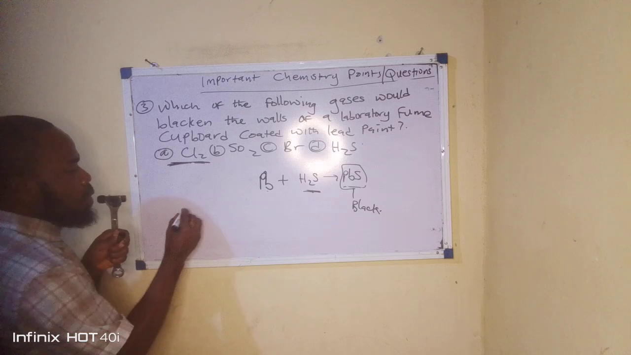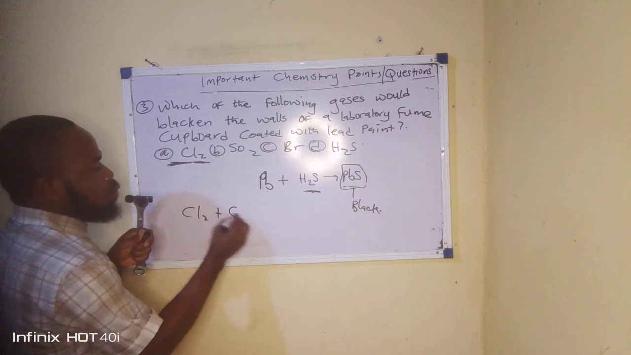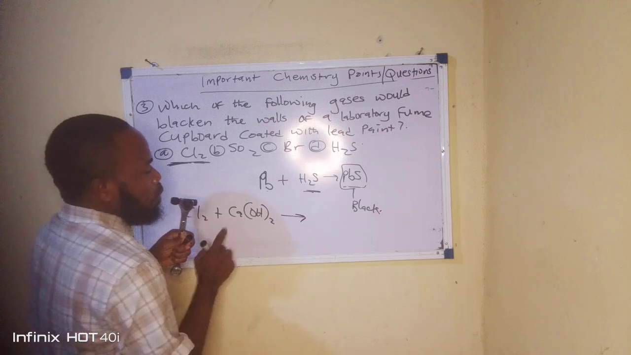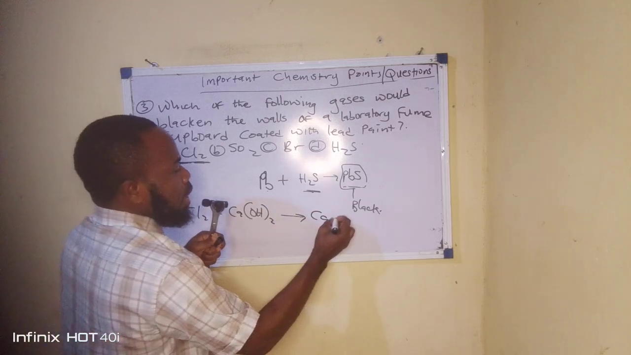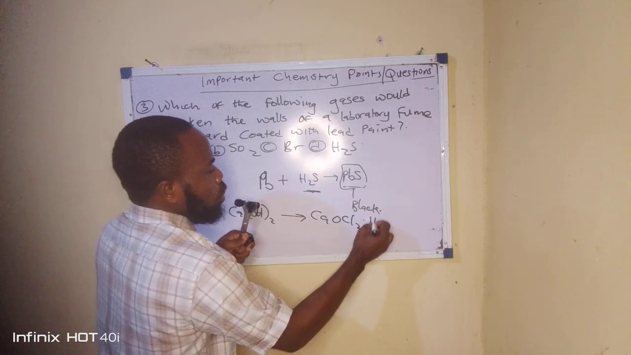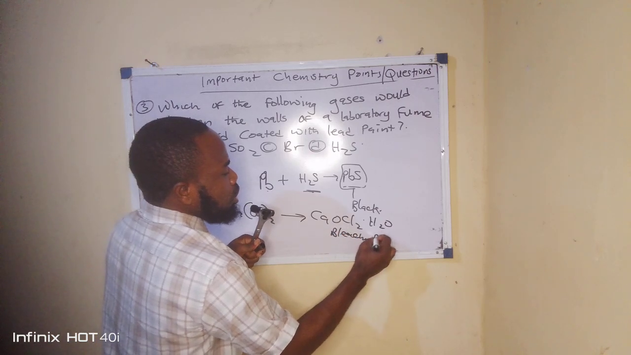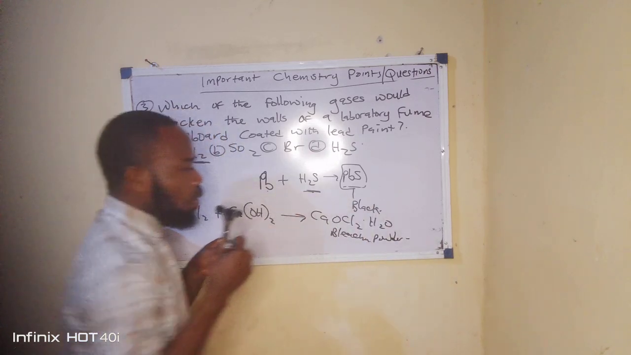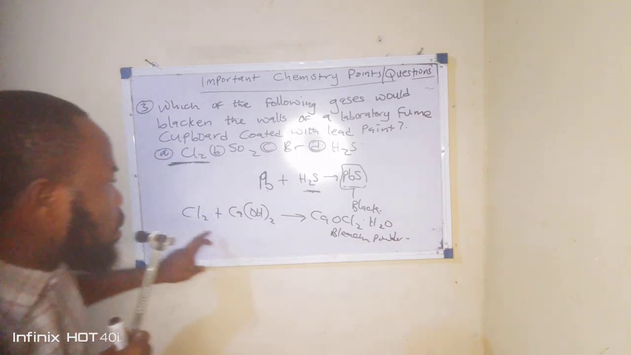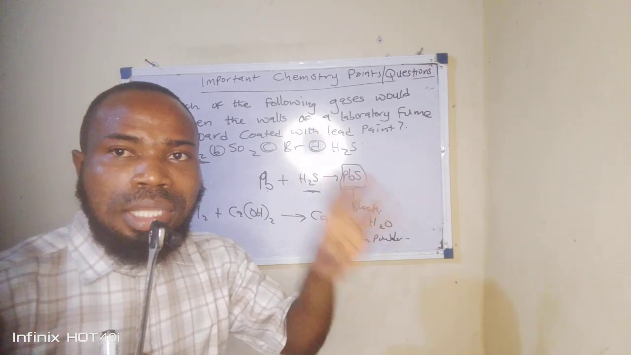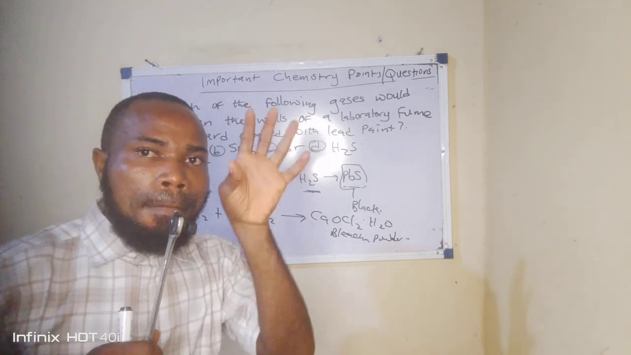How is it formed? When chlorine reacts with slaked lime, it will form bleaching powder, which is CaOCl2.H2O. This is bleaching powder, so to say. Now remember what I said. Why is chlorine used to manufacture bleaching powder? Because the bleaching action of chlorine is what? Is permanent. So chlorine bleaches permanently.